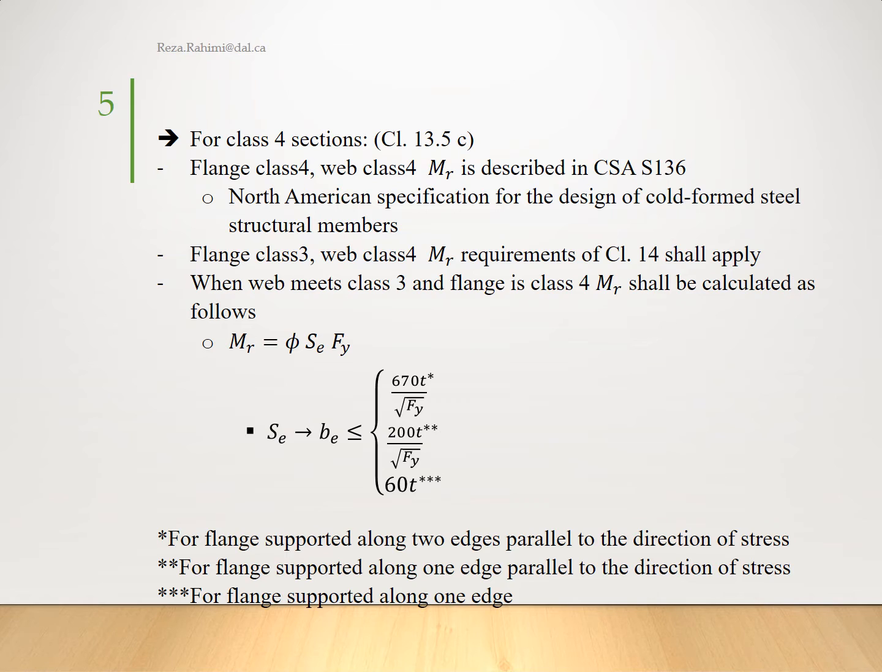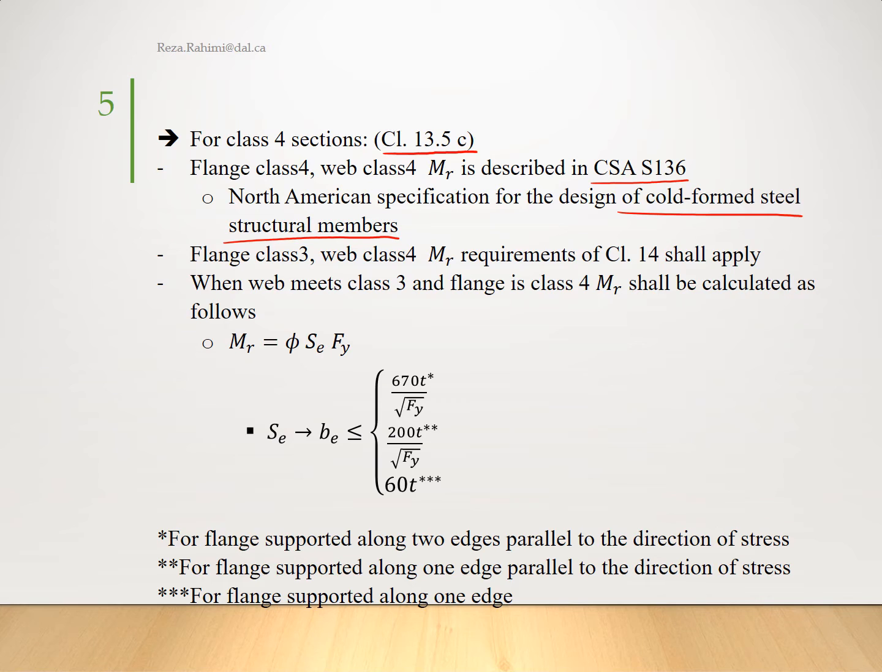For class 4 sections, which is in clause 13.5c, if the flange is class 4 and the web is class 4, the resistance moment is described in CSA S136, which is the North American specification for design of cold-formed steel structural members.